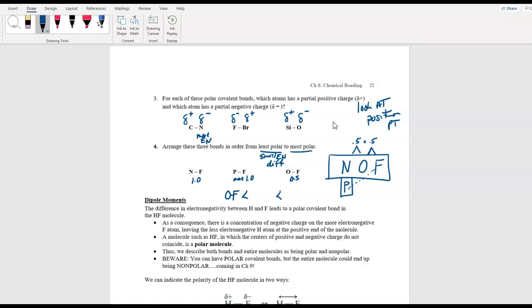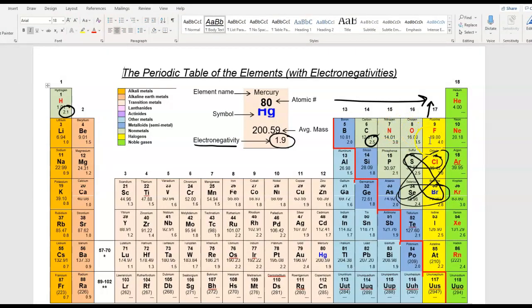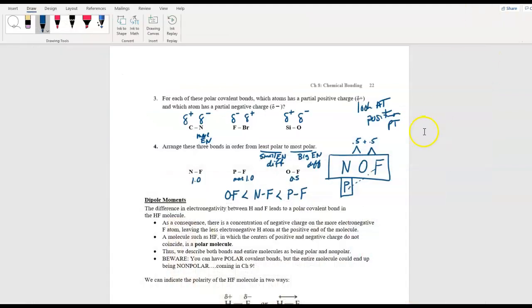And the most polar would be the bigger electronegativity difference, and that would be the PF bond. Okay? And then obviously the nitrogen and fluorine one there. So the point is, ladies and gentlemen, do not rely on this beautiful periodic table to try to figure it out, because on the AP test, you're not going to have numbers. Look at positions. Look at where they're at.